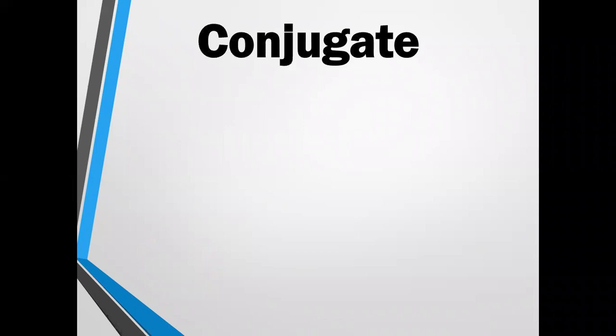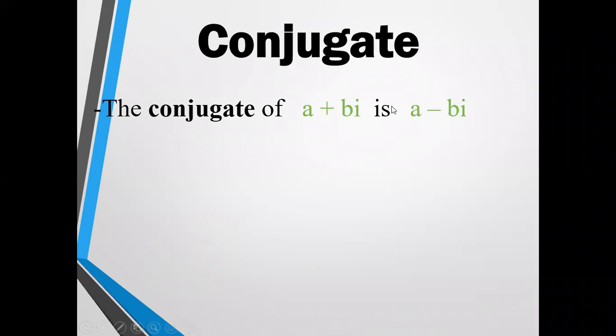So there is what we call conjugate. I know if you have done surds, you will have learned about what they call conjugate. There's something called conjugate also in surds when you are doing surds. Okay. So the conjugate of a plus bi is a minus bi.